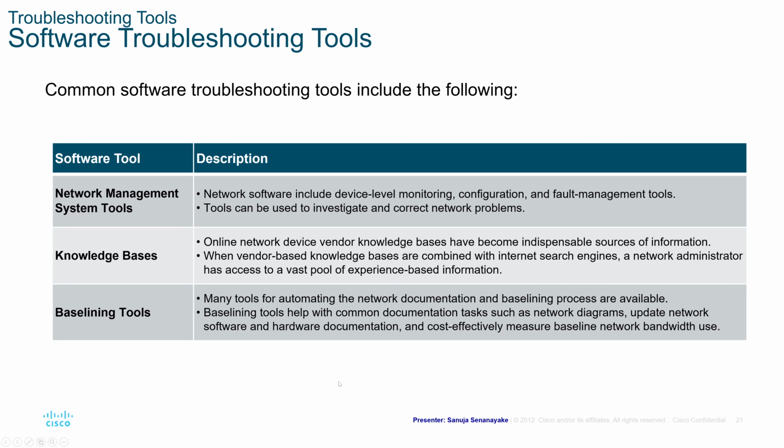Baselining tools. Many tools for automating the network documentation and baselining process are available. Baselining tools help with common documentation tasks such as network diagrams, updating network software and hardware documentation, and cost-effectively measuring baseline network bandwidth use. For example, Windows Enterprise Server already comes with baselining tools that you can install on it. Some of the tools can even do network baselining, but there are also third-party companies that provide baselining software and tools, as well as Cisco themselves within their Cisco architecture.